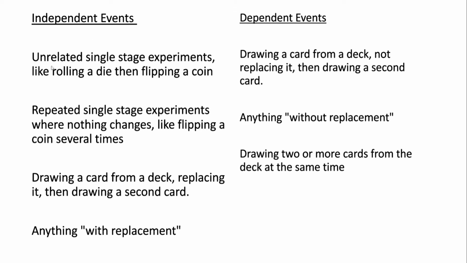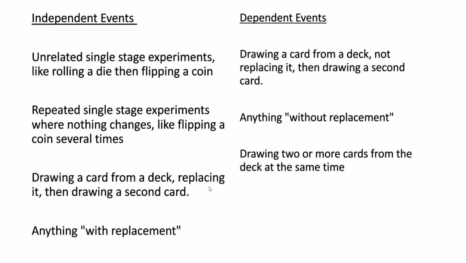Independent events are things like unrelated single-stage experiments, like rolling a die then flipping a coin. When you roll a die, that's not going to affect whether the coin lands on heads or tails. Another example is repeated single-stage experiments where nothing changes, like flipping a coin multiple times. If you flip a coin once and it lands on heads, that's not going to affect whether you land on heads or tails the second time you flip the coin.